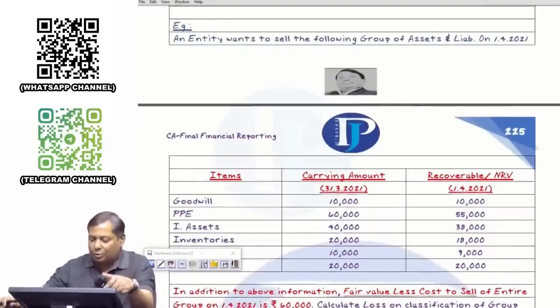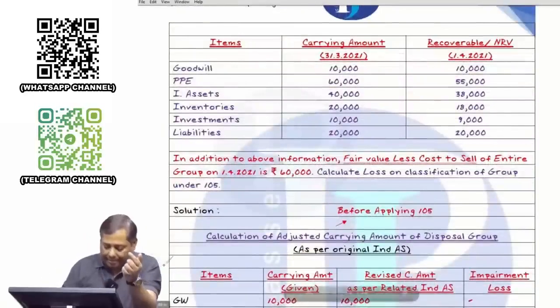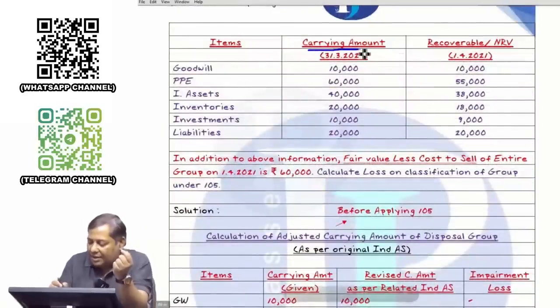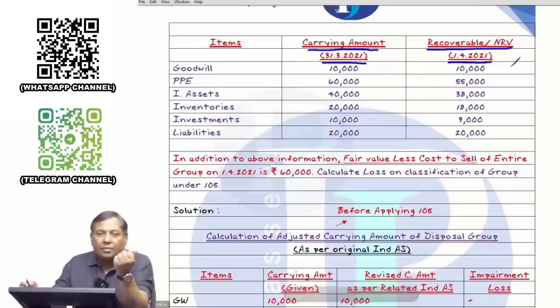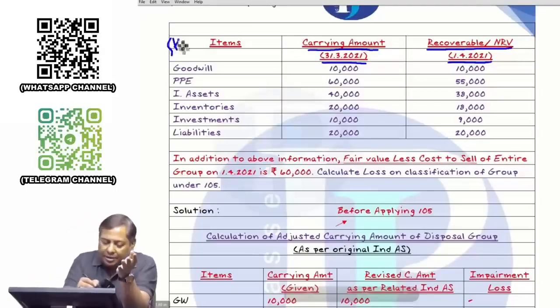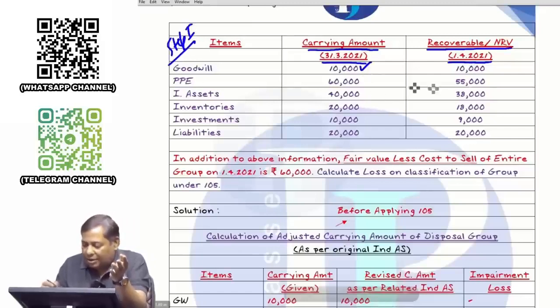I will show you an example which I took in class. This is an example from the class. This is the carrying amount of 31st March. And these are our recoverable amount and NRV for the 1st of April. This is our first step. This is step 1 now. Goodwill of 10,000 is intact, so no loss. Asset of 60 turns 55, loss 5,000.